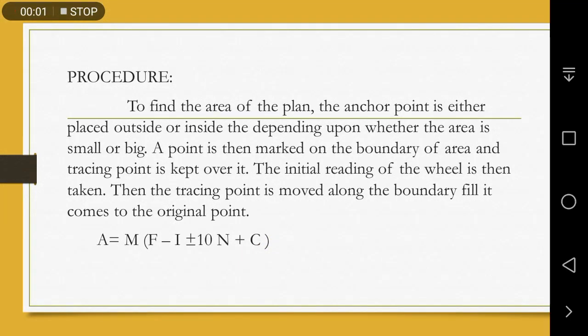The procedure to find the area of the plan: the anchor point is placed either outside or inside depending upon whether the area is small or big. A point is then marked on the boundary of the area and the tracing point is kept over it. The initial reading of the wheel is then taken. Then the tracing point is moved along the boundary until it comes back to the original point. So the formula is area equals M times (F minus I plus or minus 10N) plus C.